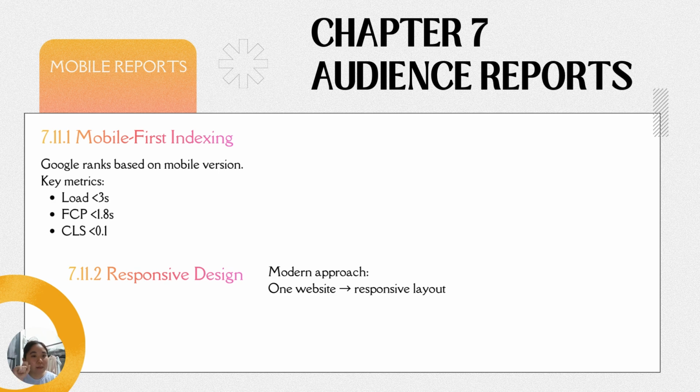And about mobile-first indexing, Google ranks based on the mobile version. The key metrics are load time less than 3 seconds, FCP less than 1.8 seconds, and CLS less than 0.1. The responsive design modern approach is one website with a responsive layout.